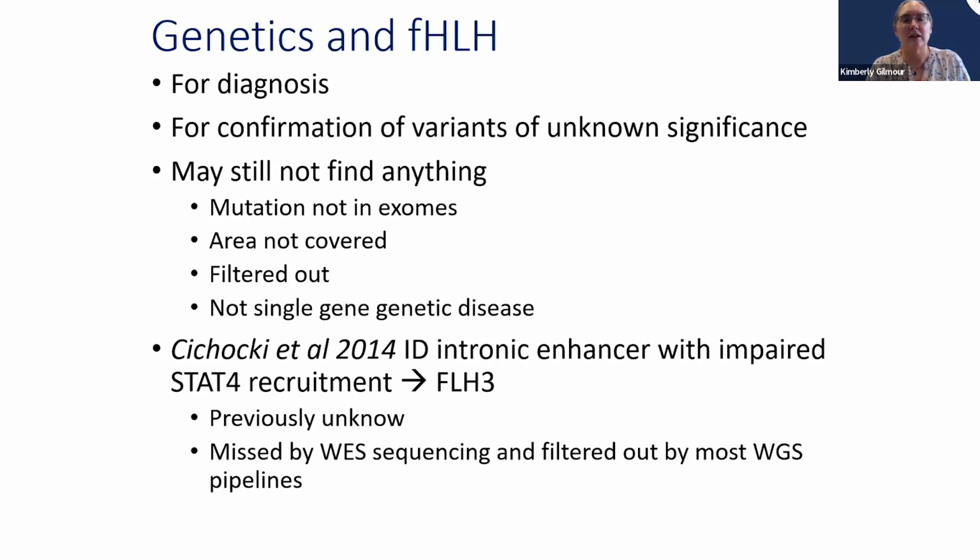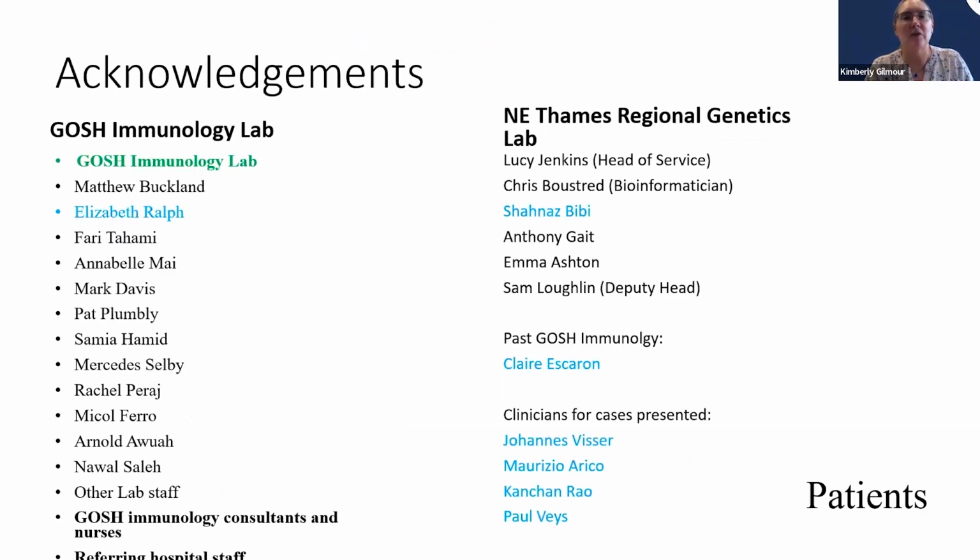And I really like this paper showing an impairment in the enhancer causing FHL3 that was missed by whole exome sequencing and filtered out by most whole genome sequencing pipelines. So just a really good example of some of what the other people have spoken about, how important it is to both do reanalysis, but also to look outside the regions, but mostly to expect the unexpected. This was obviously a team effort, so thank you.